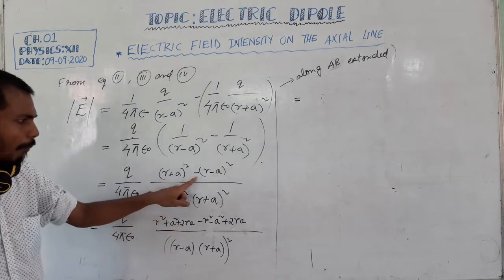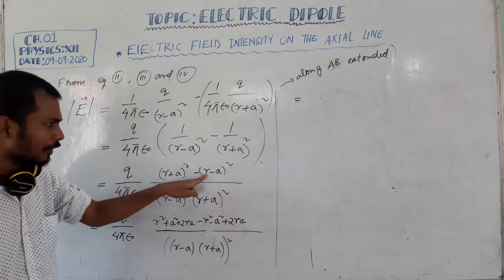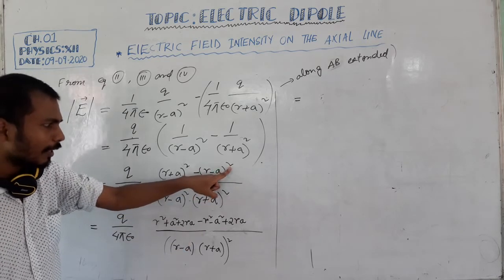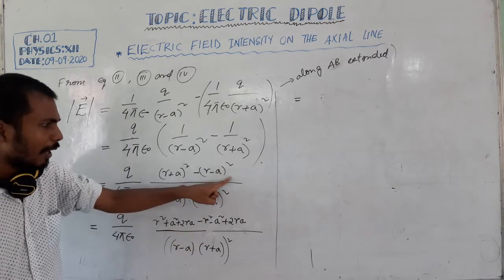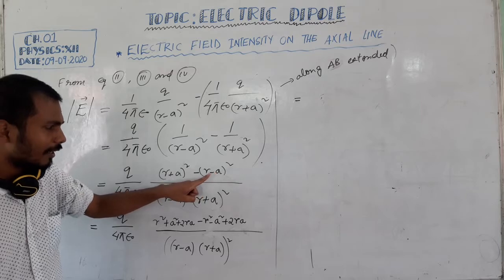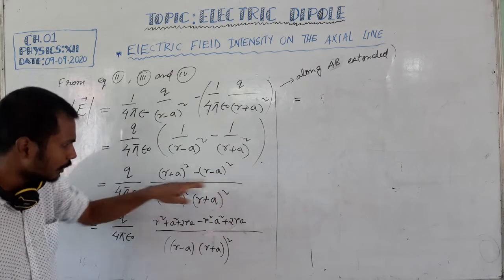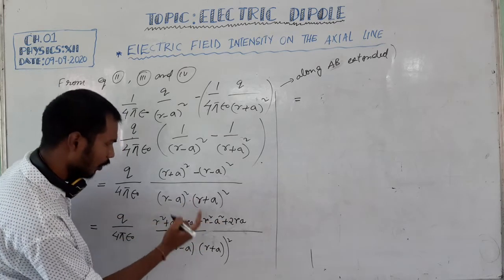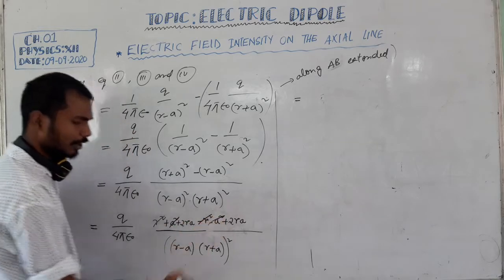So now next, see, (r plus a) whole square is r square plus a square plus twice r a. Getting my point? Minus (r minus a) whole square, which is r square plus a square minus twice r a. Solve this equation, you will get this. Now cancel the similar or opposite terms: r square minus r square, a square minus a square, cancel.